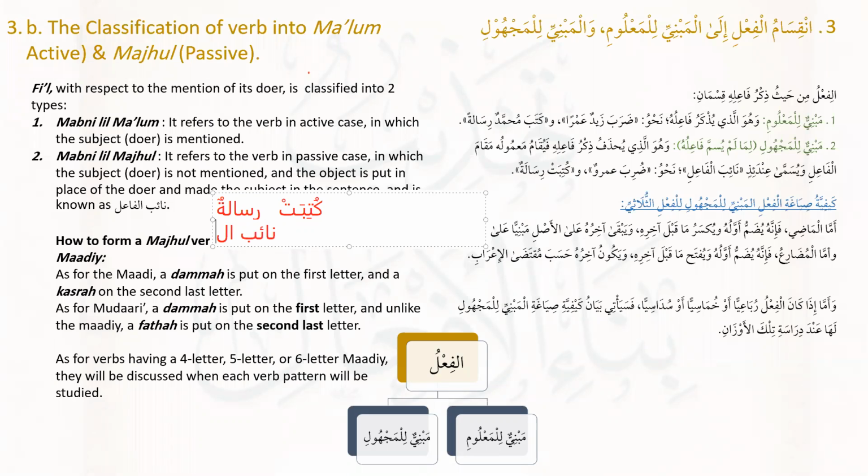طيب likewise يا إخوان, we had an example here. ضرب زيد عمرا. Zayd hit Amr. Now we want to remove Zayd. We don't want to make a mention of him, and we want to attribute the fi'l to Amr and put Amr in place of Zayd. So we have to say ضرب عمرو. Now what happened is we put a dhamma on the first letter, a kasra on the second last letter, and made the maf'ul bihi that was amran, the maf'ul bihi that was Amr, marfu' and we put a dhamma on him.